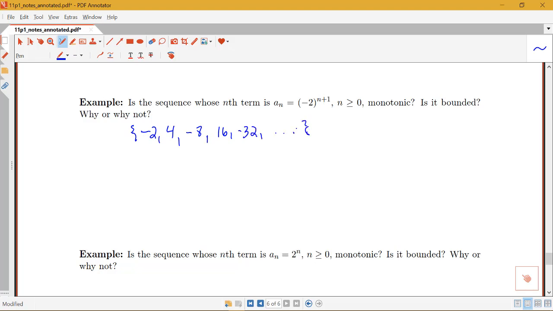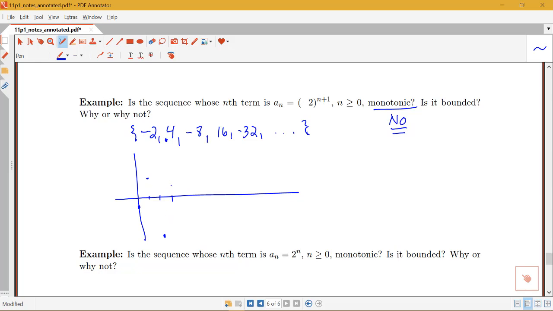So just looking at these terms, is this monotonic? Well, I've got -2, then I increase to 4, then I decrease to -8, then I increase to 16, then I decrease to -32. So it's not monotonic. It's not increasing and it's not decreasing, it's bouncing around. It might even help us to draw a quick sketch of our sequence here. At n equals 0, we're at -2. At 1, it's at 4. At 2, -8. At 3, it's all the way up at 16.